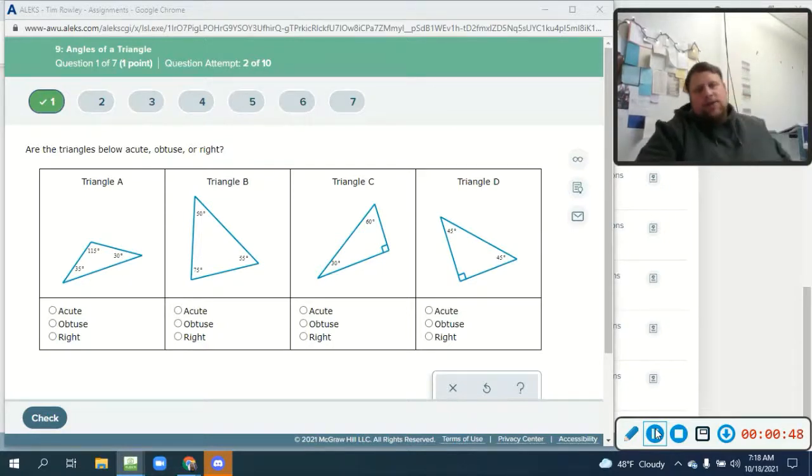When you're looking at triangles, the best way I can do it online is to just go through some question types. Again, yours is going to be similar but different. So we have three different types of triangles we're talking about. We have acute, obtuse, and right.